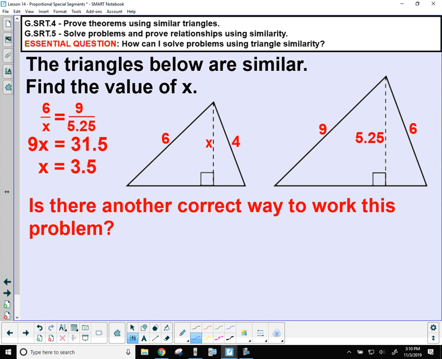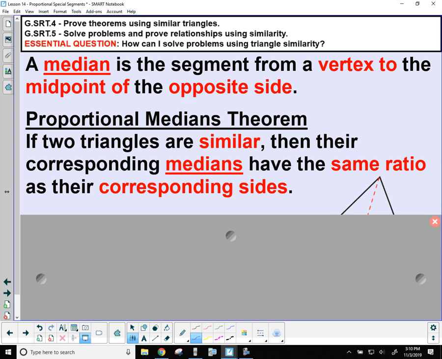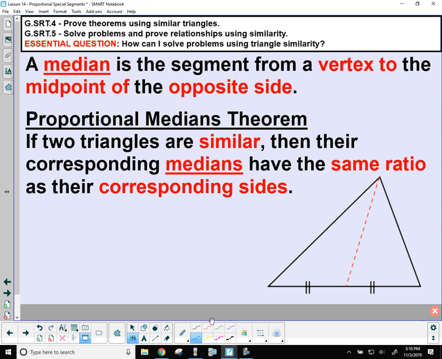Again, trying to fly through these to keep the video short. A median is a segment from a vertex to the midpoint of its opposite side. And when you're doing your construction books, you'll learn that when all the medians connect, that turns into the centroid. Point of center would be the centroid. So, proportional medians theorem: if two triangles are similar, then their corresponding medians have the same ratio as their corresponding sides. Again, the median is this dotted line, midpoint to the vertex.